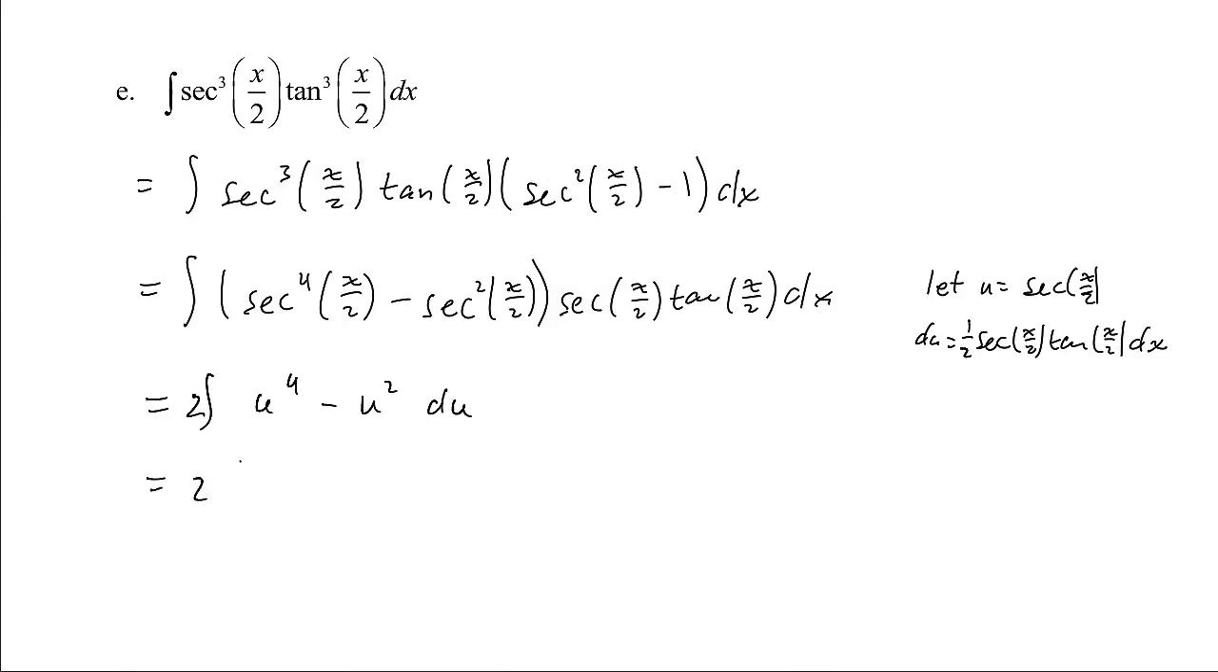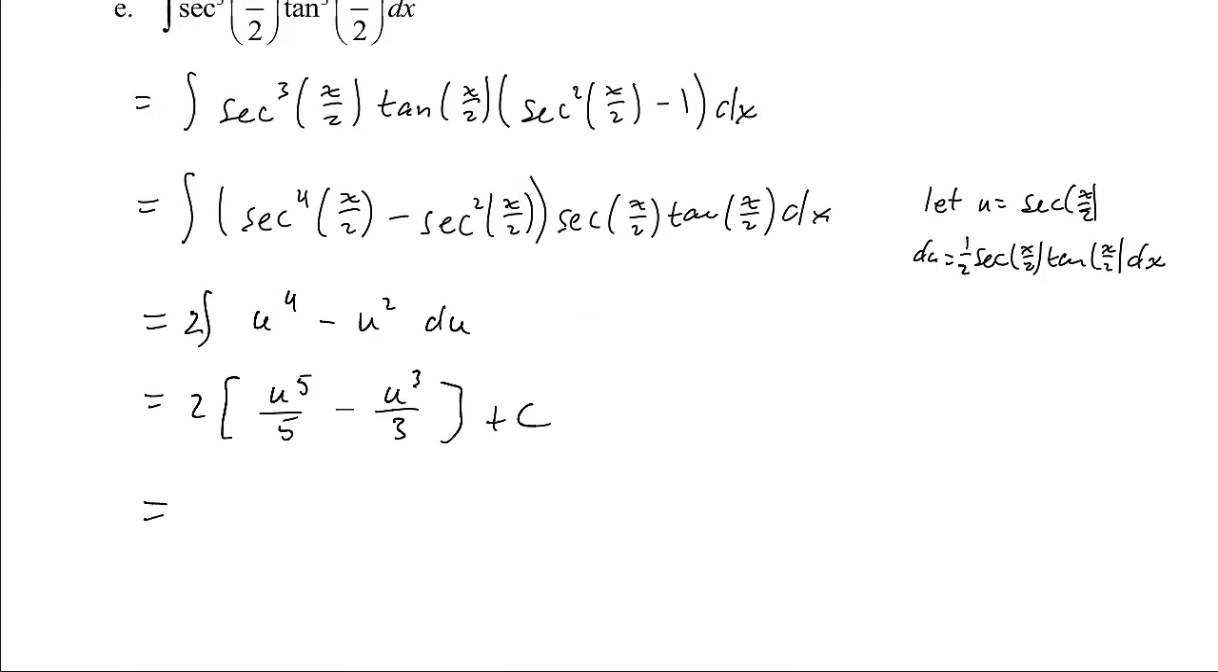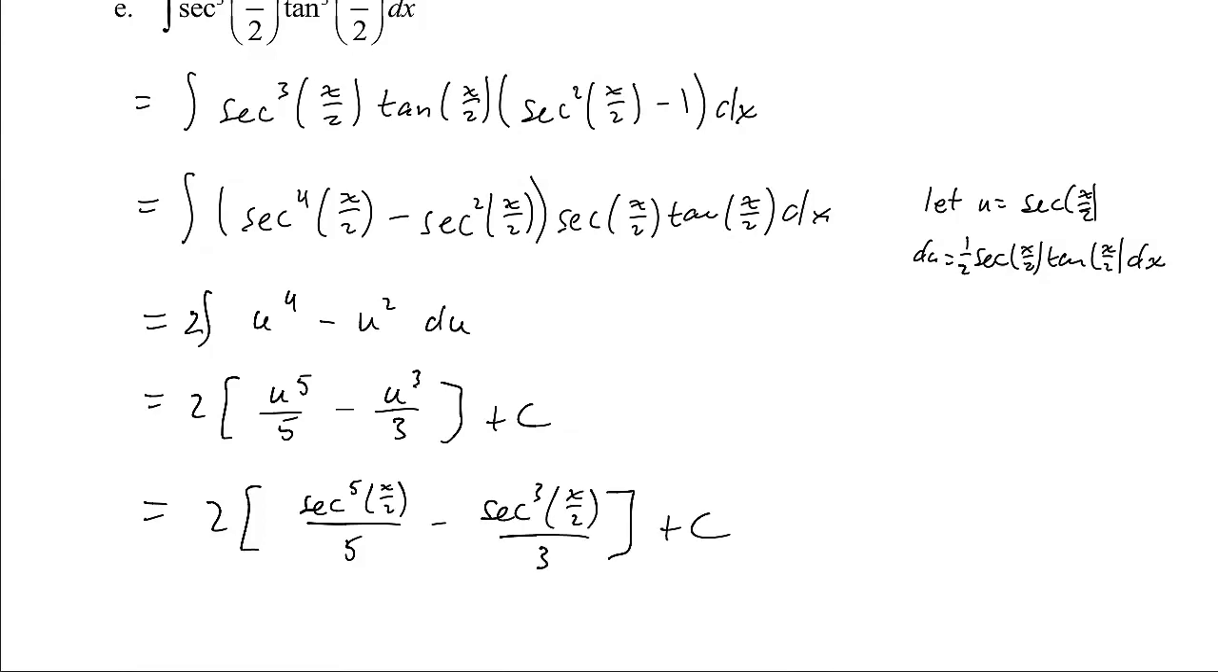So I have 2 u to the fifth over 5 minus u to the third over 3 plus c, and u is secant of x over 2, so 2 times secant to the fifth of x over 2 over 5 minus secant cubed of x over 2 over 3 plus c. Alrighty. And that'll be it.